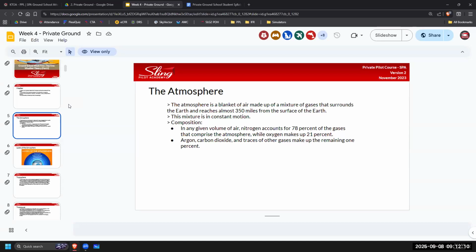So the composition of the atmosphere is about 78% nitrogen and 21% oxygen. And then the rest of it is trace gases. You don't need to know the trace gases: argon, carbon dioxide, other trace gases. The main thing we want to know is it's mostly nitrogen and 20-ish% oxygen that makes up our atmosphere. Those are our main gases.